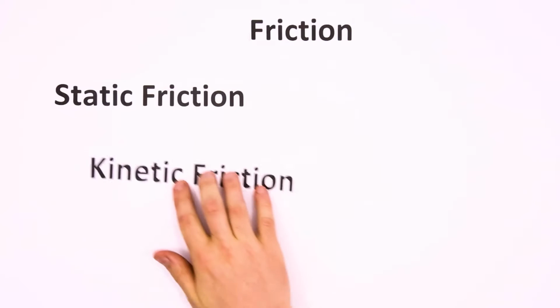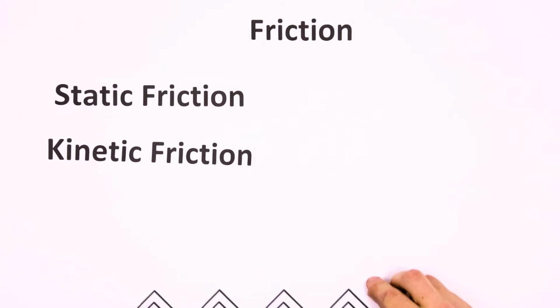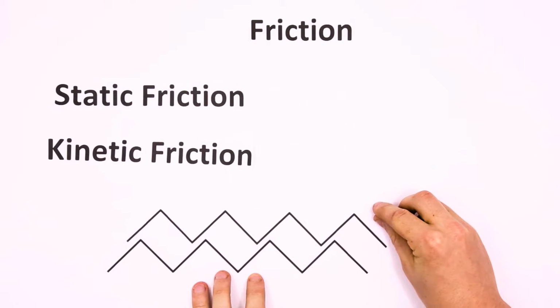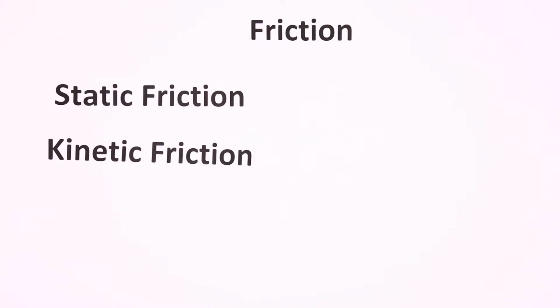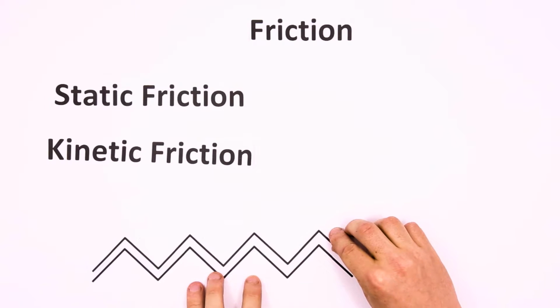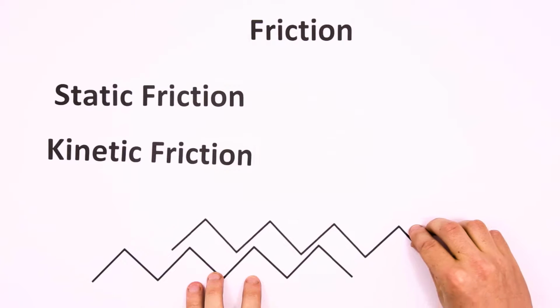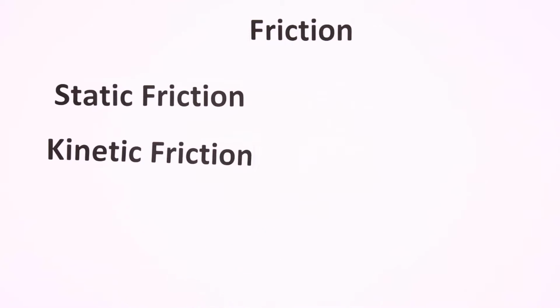There are two types of friction, static friction and kinetic friction. Static friction is the frictional force which must be overcome to make an object initially move. As soon as that object begins to move, kinetic friction takes over. Kinetic friction is the continual frictional force which must be overcome to keep that object moving.